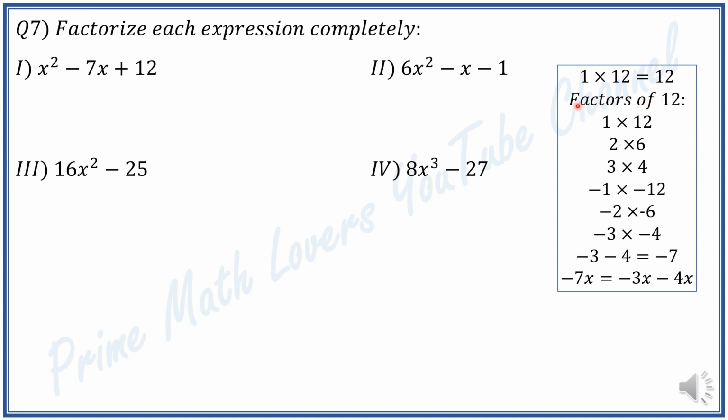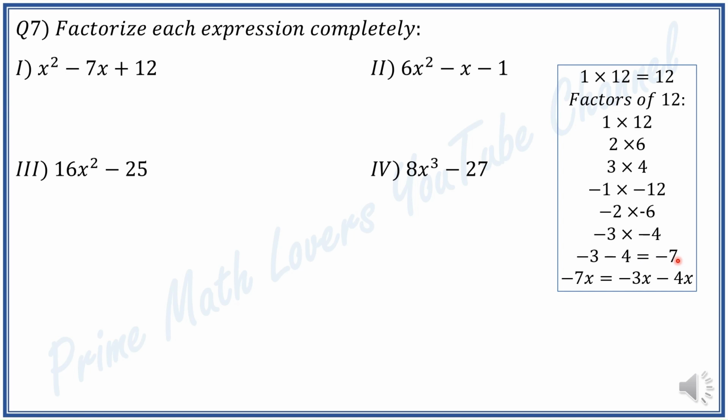Then we write down all the factors of 12, which are 1 and 12, 2 and 6, 3 and 4, negative 1 and negative 12, negative 2 and negative 6, negative 3 and negative 4. Then we need to find two numbers that add to give the coefficient of x, which is negative 7. In this case, the numbers are negative 3 and negative 4. Negative 3 and negative 4, minus 3 minus 4 will be minus 7.